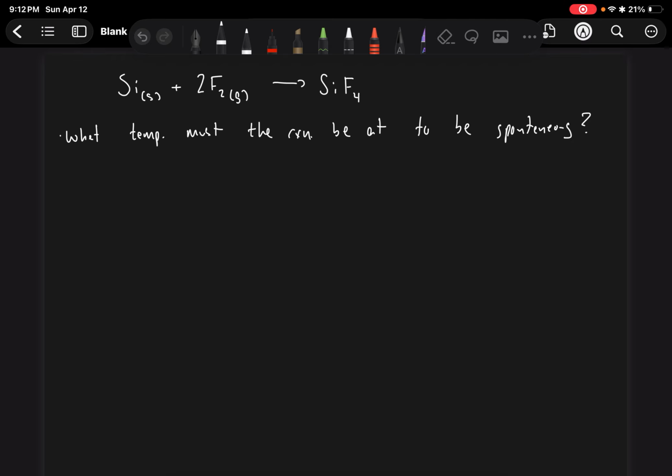Anyways, so what does it mean for a reaction to be spontaneous? Well, in order for a reaction to be spontaneous, the change in Gibbs energy must be negative. It should be less than zero. That is the requirement for it to be spontaneous.